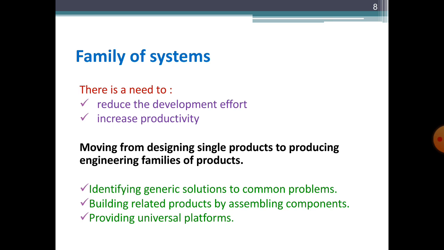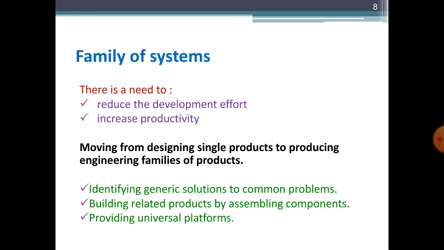So students, family of system is actually about family of system. Why do we need the product line approach? Because as we discussed earlier, there is complexity, time, and the repetition of the same functions again and again from scratch as well. So that's why we need some approach that can reduce the development effort and which can ultimately increase the productivity as well.